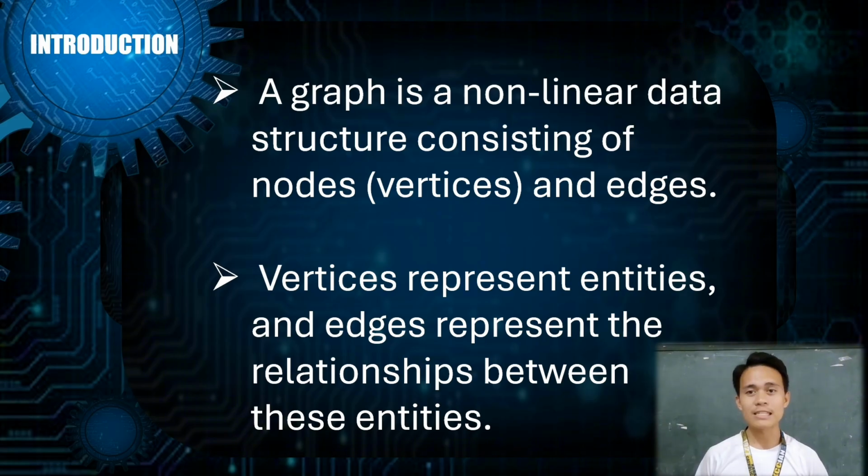A graph is a nonlinear data structure consisting of nodes, vertices, and edges. Vertices represent entities, and edges represent the relationship between these entities. So, when you say vertices, these are individual elements or points in the graph represented by circles or dots. When you say edges, these are the connections between the nodes represented by lines or arrows.